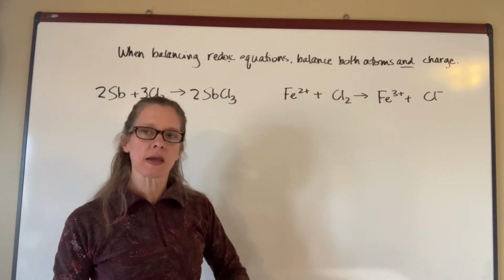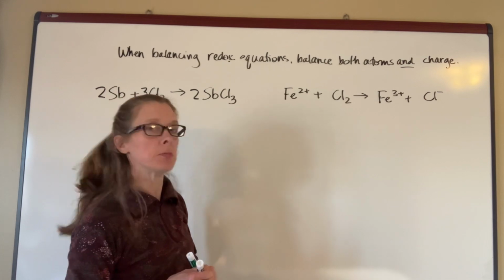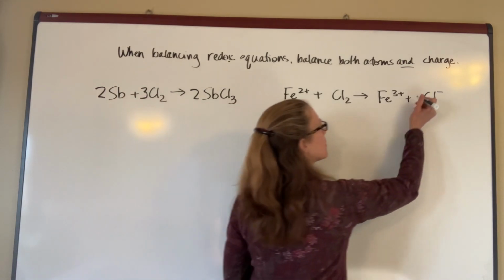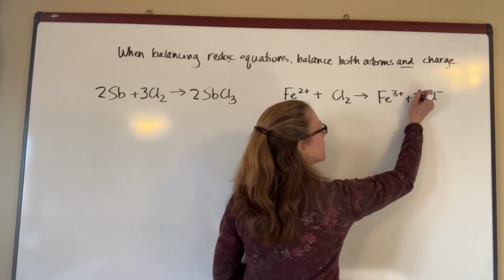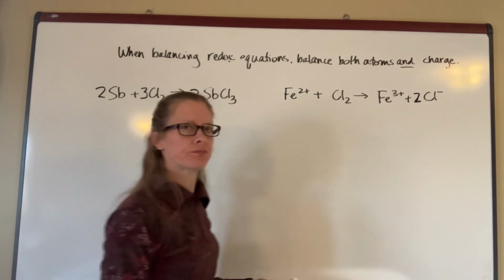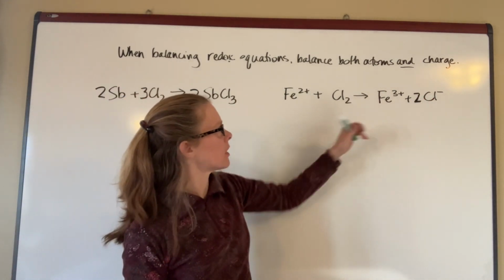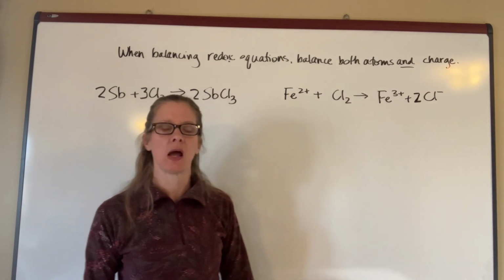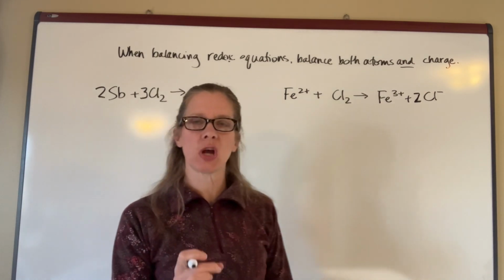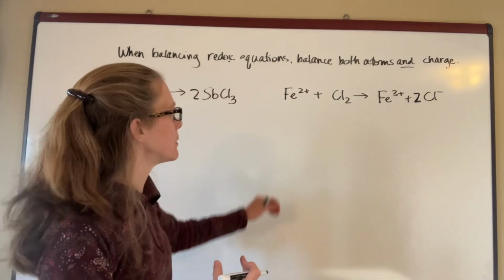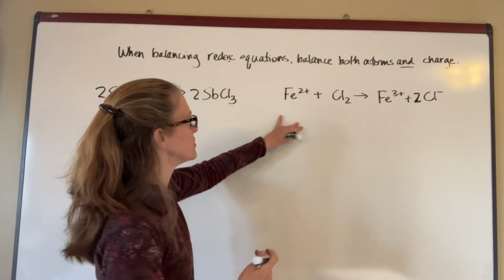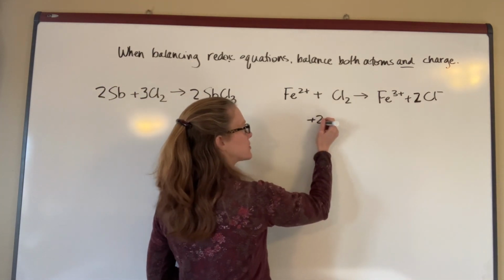Now, if you're not careful to balance charge, what you might do is say, well, all I have to do is put a 2 in front of there, and everything's balanced, right? 1 iron on each side, 2 chlorines on each side. Now, I touched on this in the last chapter just a little bit to get you thinking about it, but if I look at the total charge on this side over here, I have a +2.